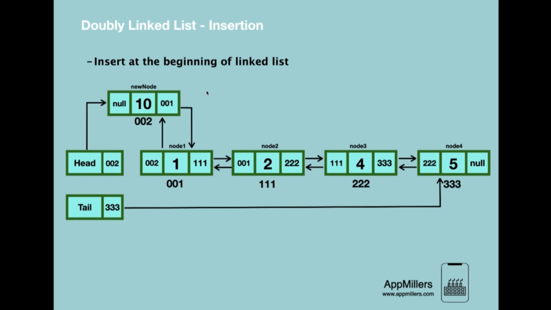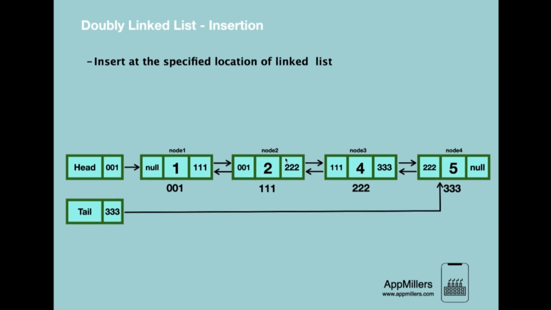Now let's see how we can insert a node at a specified location in a double linked list. Let's say we want to insert a node between node 2 and node 3. Here again, the first step is we will create a blank node in the memory. Then after creating this new node in the memory, we will assign a value to it. In our case, the value of this node is 20.